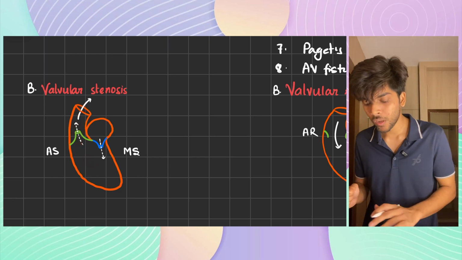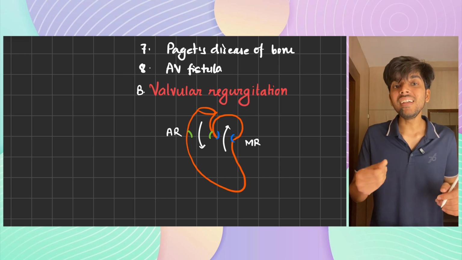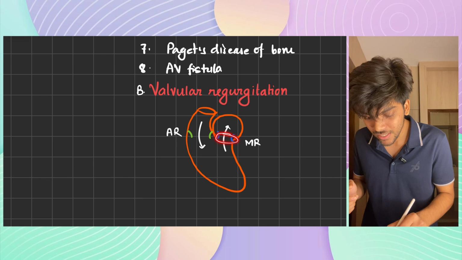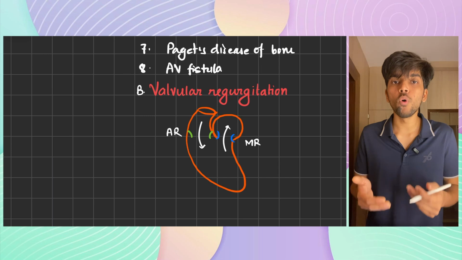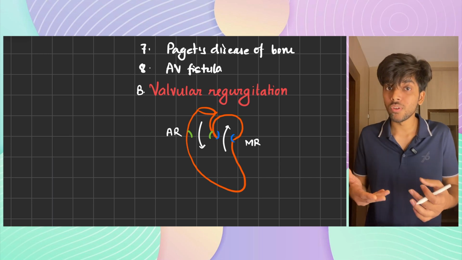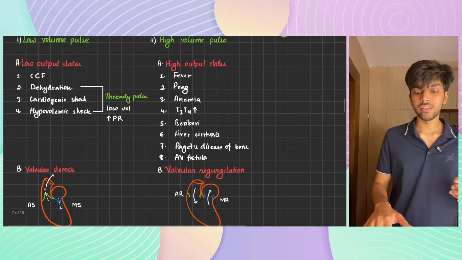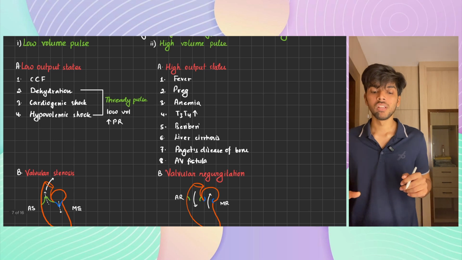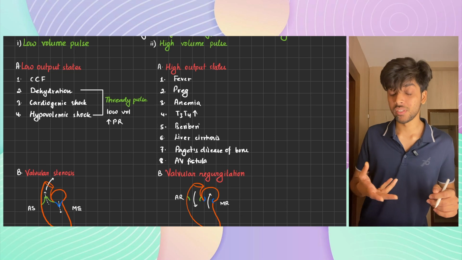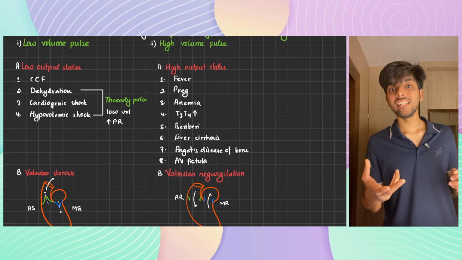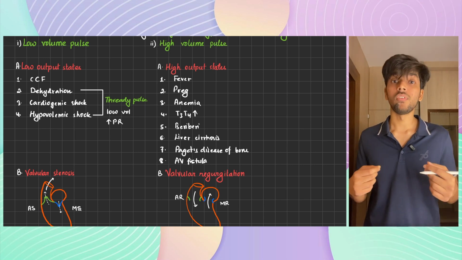On the other hand, high volume pulse is seen in regurgitant lesion of the valve, like mitral regurgitation and aortic regurgitation, because the regurgitant lesions result in volume overload, and if there is volume overload, it will eventually lead to high volume pulse. So low volume pulse is seen in low output states, high volume pulse is seen in high output states. Low volume pulse is seen in stenotic lesions of valve like mitral stenosis and aortic stenosis, while high volume pulse is seen in regurgitant lesion of valve like aortic regurgitation and mitral regurgitation. And with that, we are done with the volume of pulse as well.